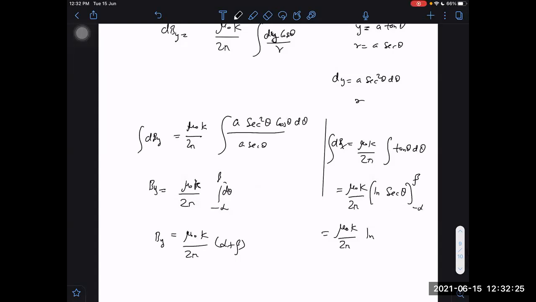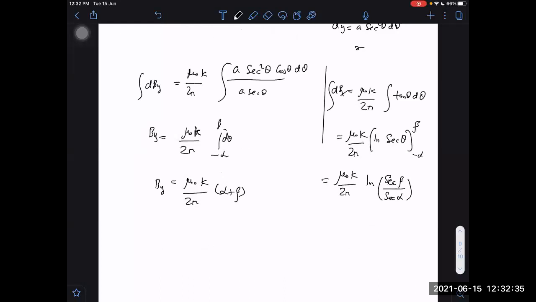What can we write it as? Secant beta plus secant alpha, so it is secant beta by secant alpha. That only.